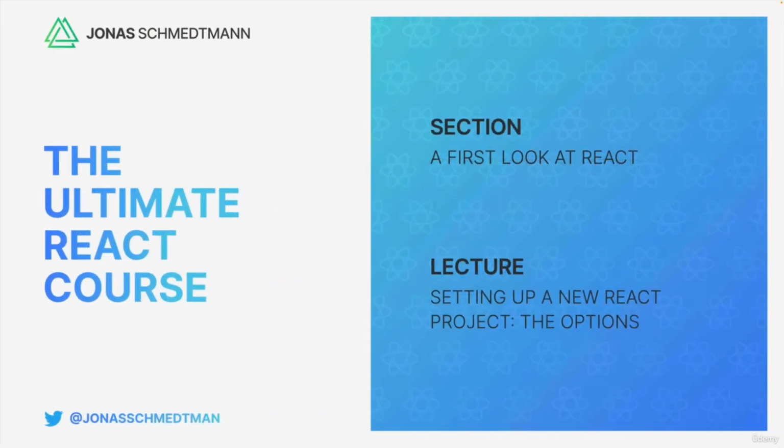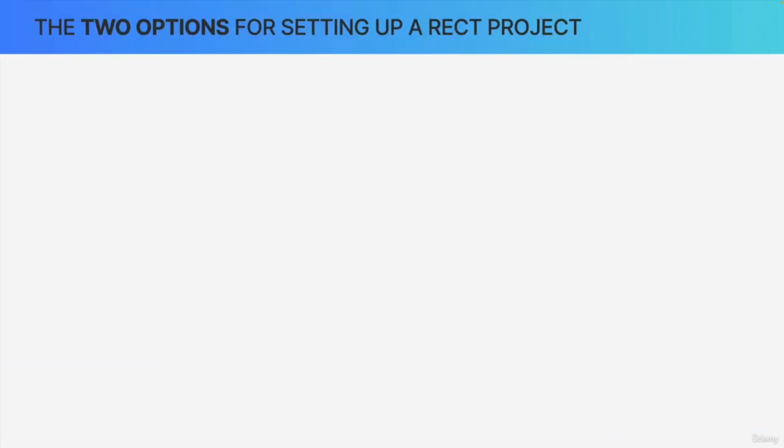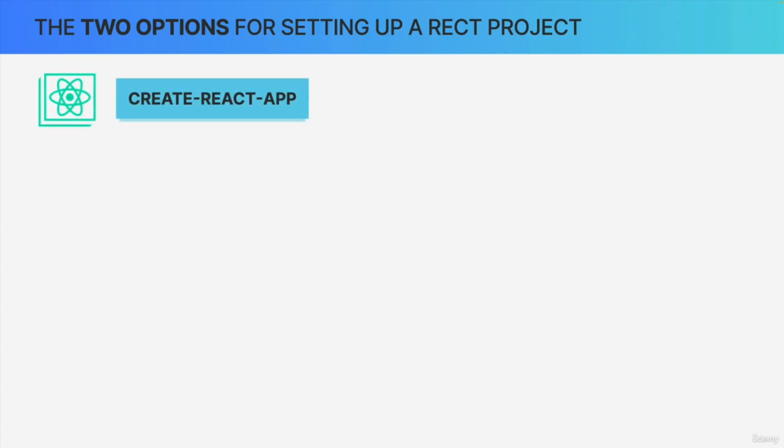So as we just learned, in the real world, we don't just write React apps in a single JavaScript file without any tooling. So let's now learn about the options that we have to set up a brand new React project. And for now, the two most important options are the Create React App tool or a build tool called Vite.